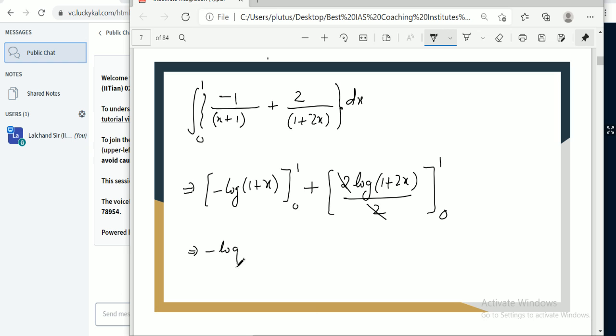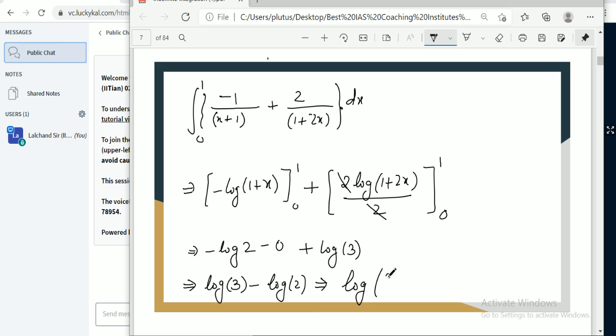if I put 1 as the upper limit here, then finally I have minus log of 2 and minus 0. Here we have log of 3 and finally log 1, that is 0. So I can write log 3 minus log 2, and that is equal to log of 3 by 2. That is our final answer for this limit. Okay, so this is our final answer.